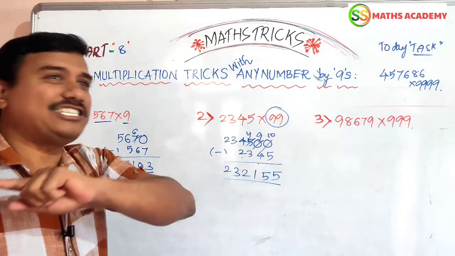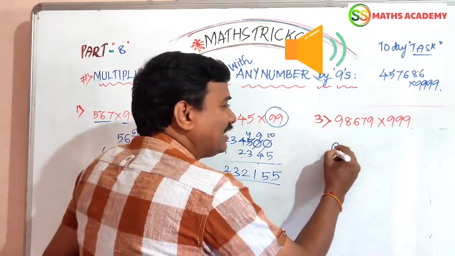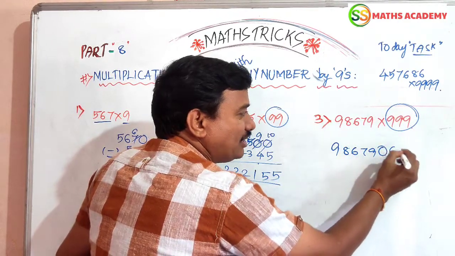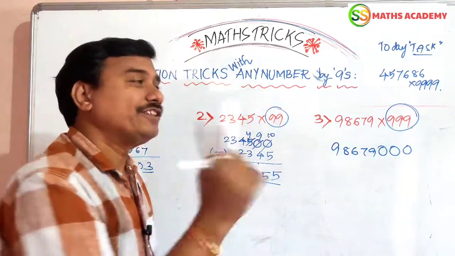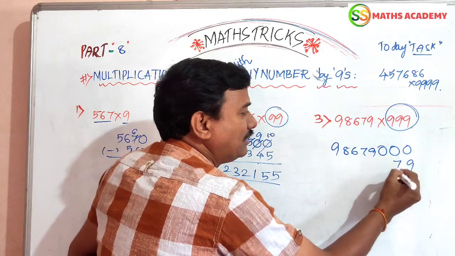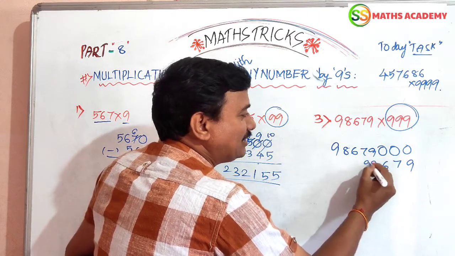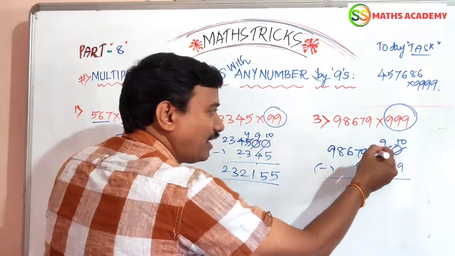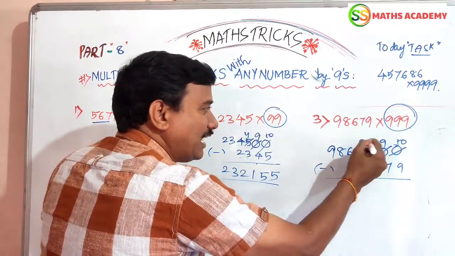Let us see one more such good question, dear friends. Yes, 9, 8, 6, 7, 9. Here 3 nines are there. You have to write 3 zeros respectively. Then this number has to be taken down. Now you see this technique, dear children. Now carry 10 means the number before it becomes 9. It is also 9. This should be 8.